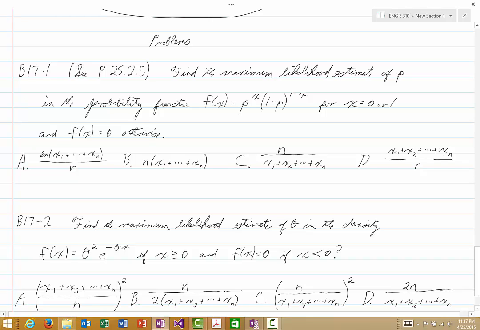C, n over x1 plus x2 plus dot dot dot plus xn. Or finally D, x1 plus x2 plus dot dot dot plus xn over n.